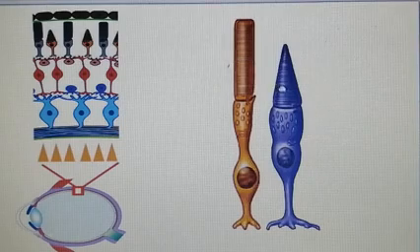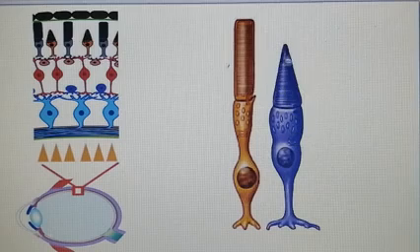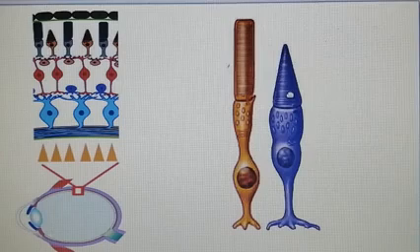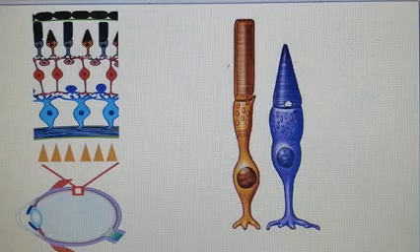Another photoreceptor is cone cell. Cone cell contains a pigment called photopsin. This has another name, iodopsin. The pigment present in cone cell is called photopsin or iodopsin. This pigment is also composed of opsin and retinal.